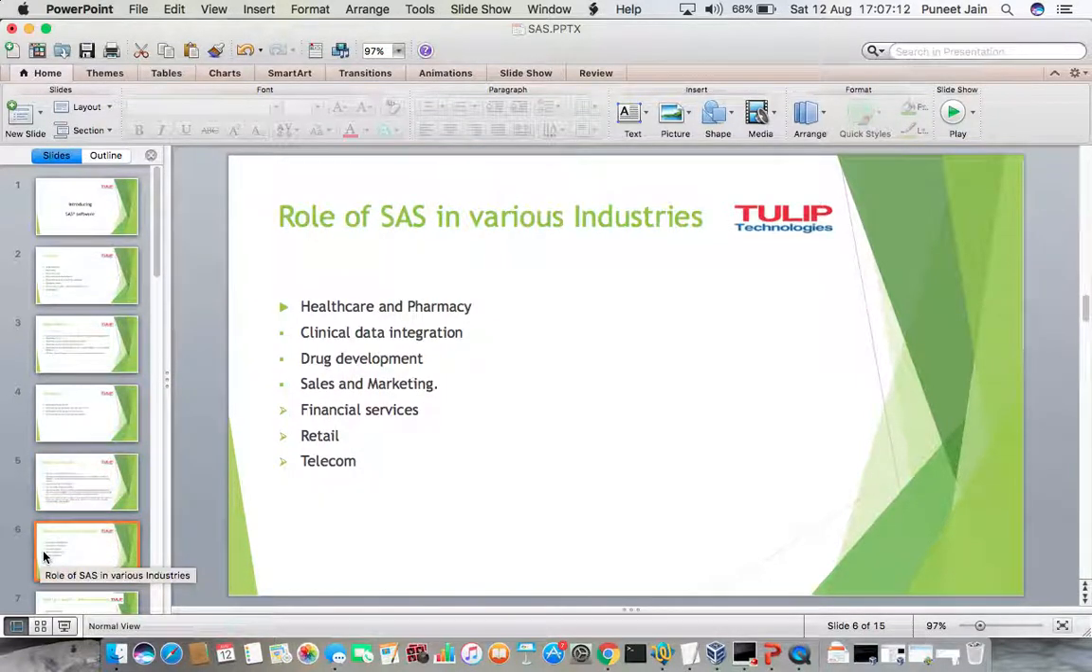So SAS plays a very varied role in almost all industries. Let's put it this way: healthcare industry, clinical data integration, drug development, sales and marketing, in each and every field, financial services, retail, telecom, all these fields are very open to SAS. Even Dalal Street, that's the Bombay Stock Exchange, has SAS as a software with them. Right, not SaaS, but SAS as software integrated into the system to hold billions of data points which are fluctuating on volumetric basis on daily interventions.